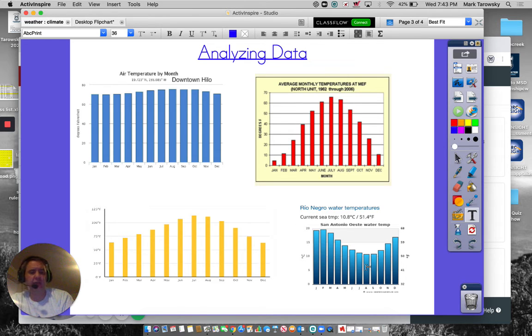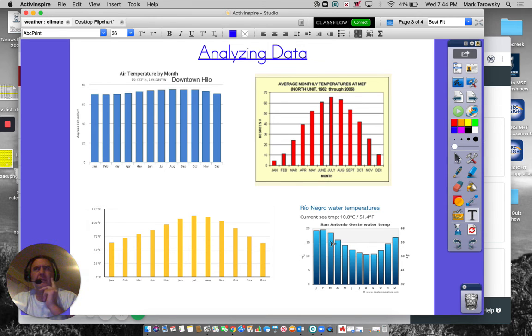Now, this last one I chose, it's a little interesting. We've got Celsius on one side, Fahrenheit on the other, and it is a water temperature graph, so it's a little cooler. Water is usually going to be cooler than the air, but the middle of the graph, June, July, August, September, those are actually colder than December, January, February, and March. Now wait a second. Normally those are the cold winter months.